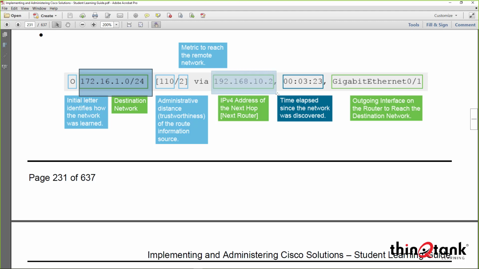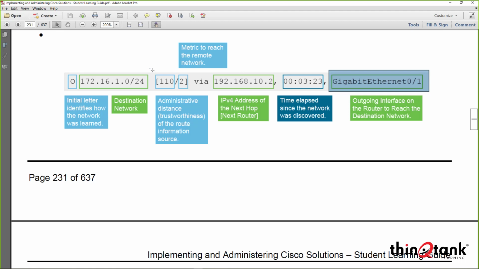This is the next hop, which is going to be tied to some sort of connected route. This is how long the route has been in the database, or how long it's been in the database without being updated or changed. And then this is the exit interface that I go out of to reach that destination.